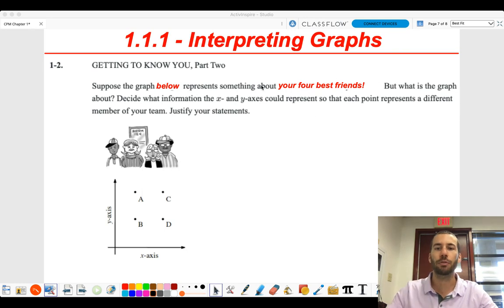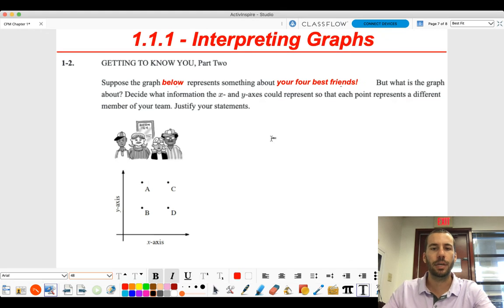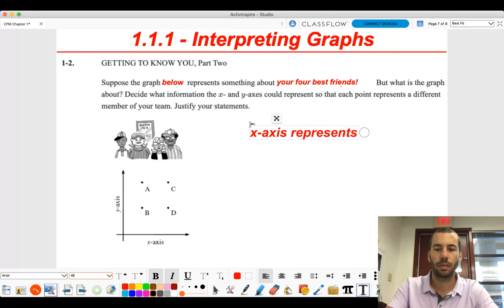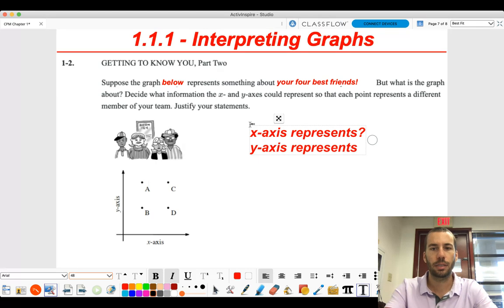I want you to think about your 4 best friends, okay? And I want you to think about their characteristics, maybe their height, maybe their age, maybe how good they are in basketball, maybe how many bikes they have, things like that. And what I want you to do is decide a few things. I want you to decide what the x-axis represents, and what the y-axis represents.